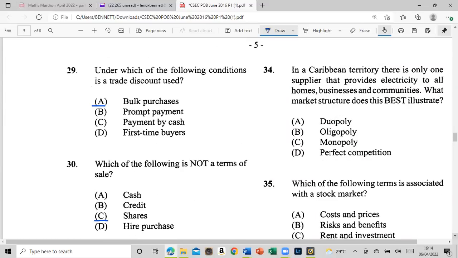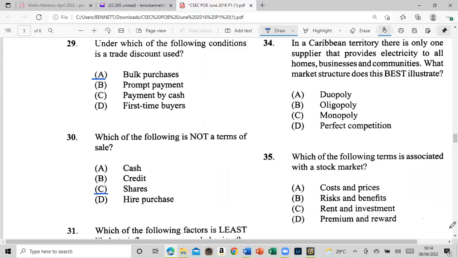All right, 34. In the Caribbean territory, there's only one supplier that provides electricity to all the homes, businesses, and the communities. Then, what market is this industry? And that would be monopoly. All right. Definitely. Breaks my heart to read that. We need another electrical company.